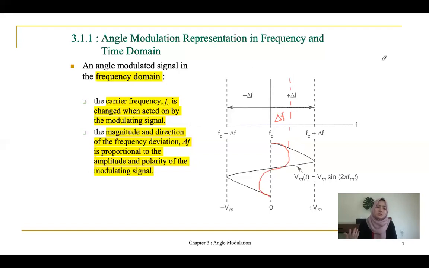So you can see that when the amplitude of the modulating signal is higher, then the frequency deviation will be higher. If the amplitude of the modulating signal is lower, then the delta F here, the frequency deviation, will be lower.